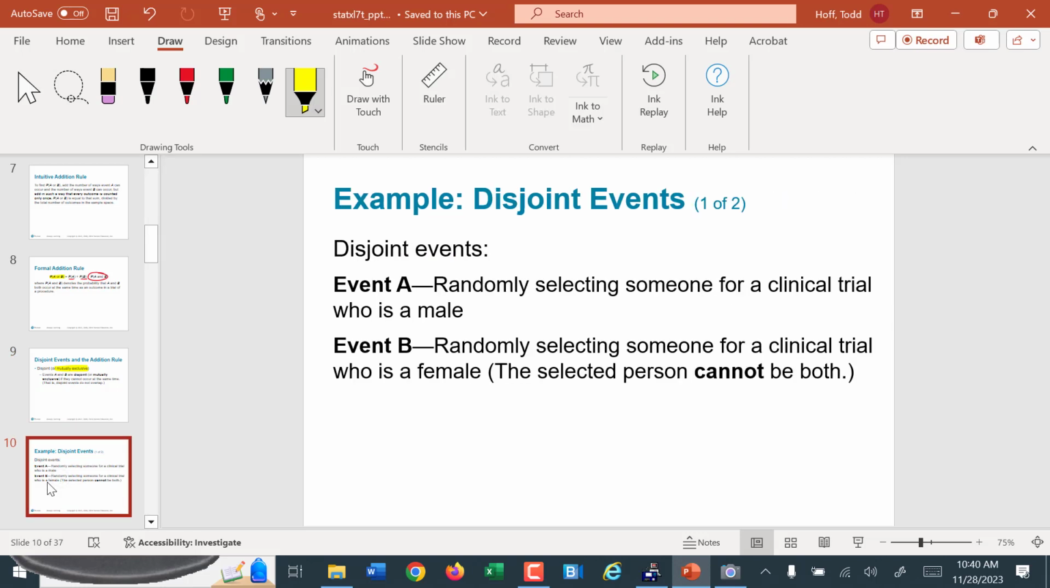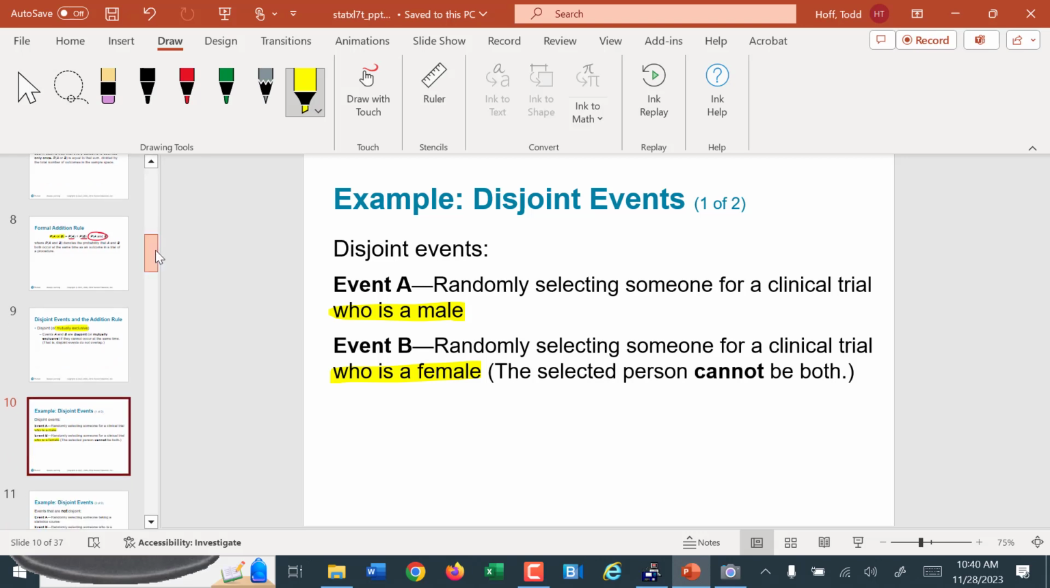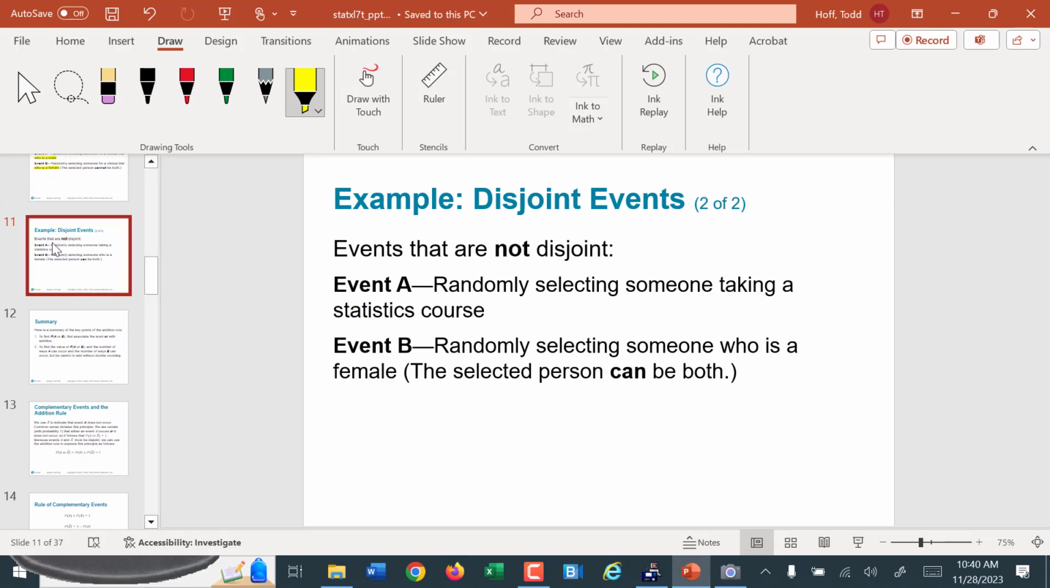So here, an example of disjoint events. If we're selecting someone for a clinical trial, either they're male or female. They cannot be both. If we know the person we selected is male, they cannot be female. So those events A and B there are mutually exclusive or disjoint events.